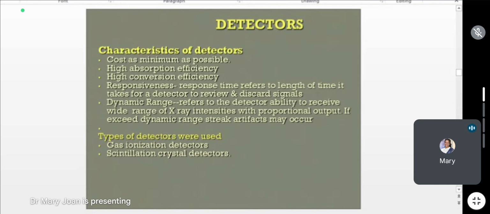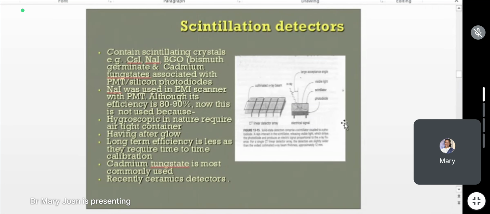Gas ionization detectors and scintillation crystal detectors are used. The principle of scintillation detectors: they contain scintillating crystals, for example cesium iodide, sodium iodide, BGO (bismuth germanate) and cadmium tungstate, associated with photomultiplier tubes and silicon photodiodes. Sodium iodide was used in the first generation CT scanners with a photomultiplier tube.